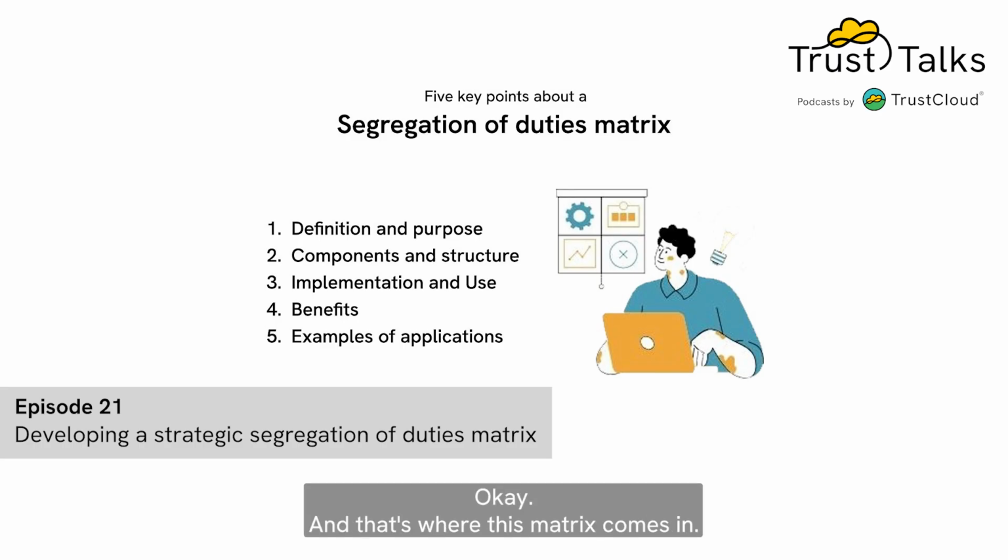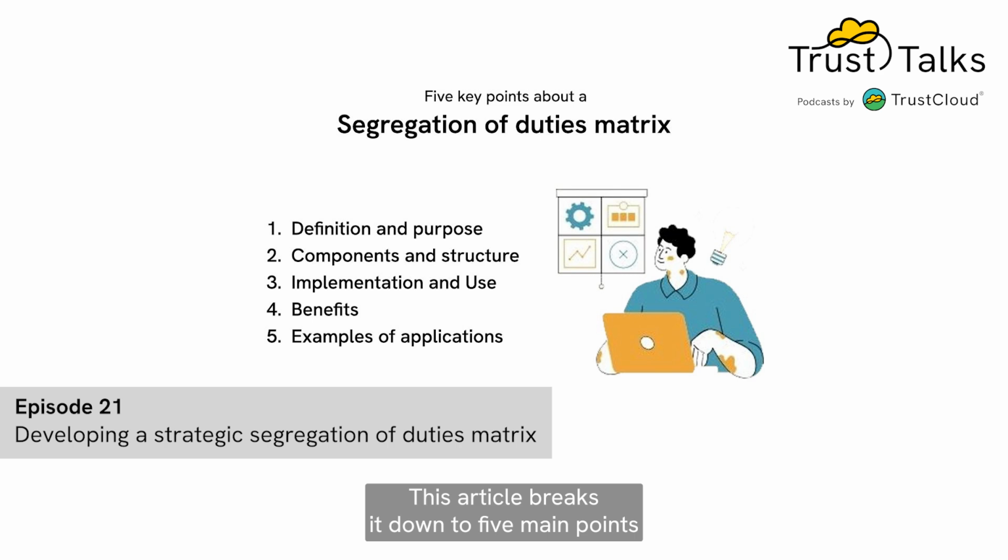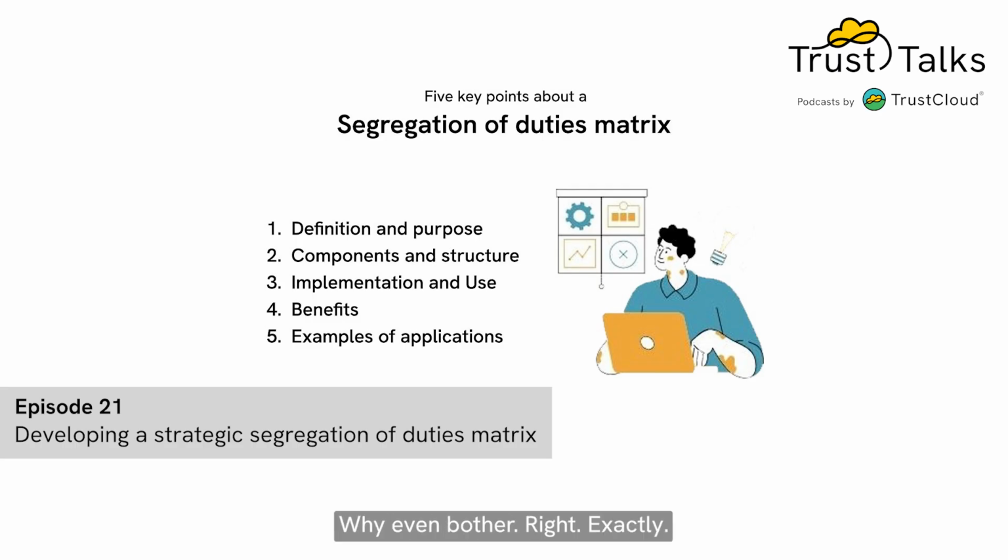Okay, and that's where this matrix comes in. This article breaks it down into 5 main points. Right, you got it. What a SOD matrix is, how it's structured, how to put one into practice. And how to use one, yeah. The benefits, and then some real-life examples. All really important stuff. And it starts by hitting that why right at the beginning. Why even bother, right? Exactly.